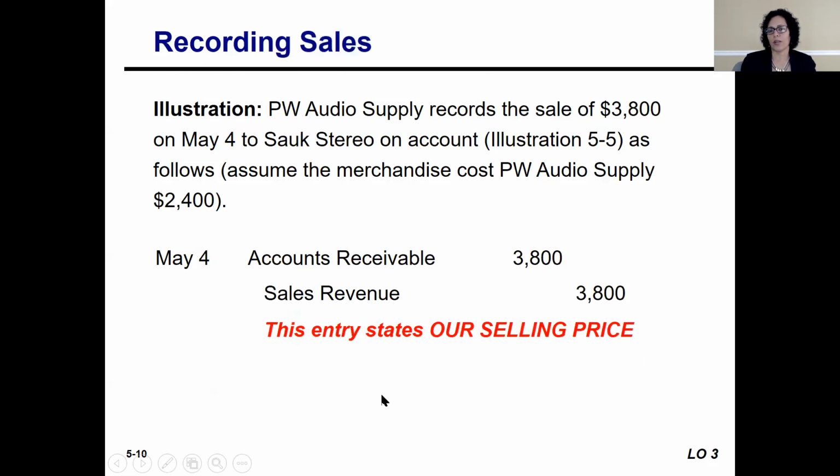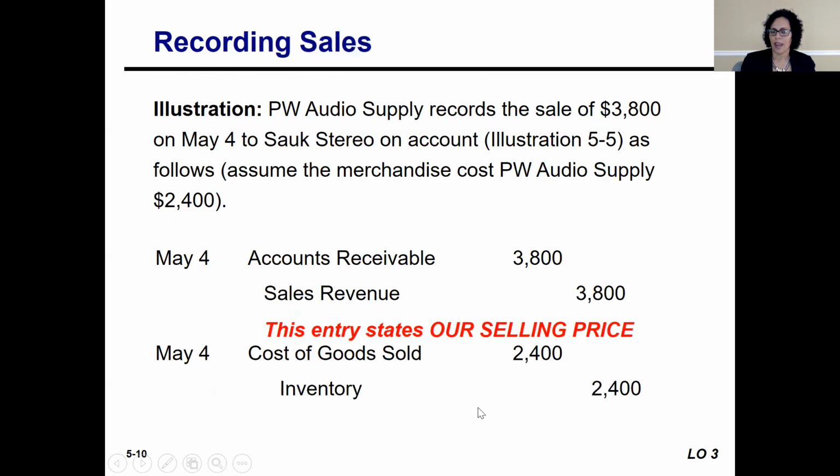What was my cost? What had I bought it at? $2,400. So I'll do a second journal entry. In order to make the sale, I had incurred a cost. The cost of goods sold, that's literally that word. Cost of goods sold is $2,400. And inventory credit, because that's no longer with me now. It's physically gone away from me. Therefore, I should take it off my books. Inventory credit. This is always at cost.